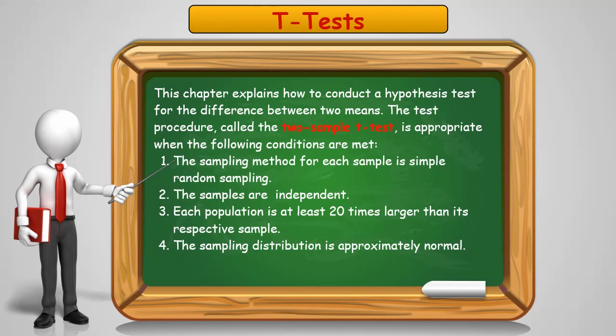So I used a version of this in KNIME in a prior chapter as an example. We're going to conduct a hypothesis test on the difference between two means, and that's called a two-sample t-test. That's appropriate when the method of each sample is simple, the samples are independent of one another, and each population is at least 20 times larger than its respective sample, so the sampling distribution is approximately normal. We will assume in my working case that these are all true.